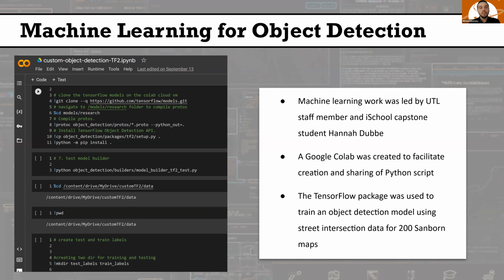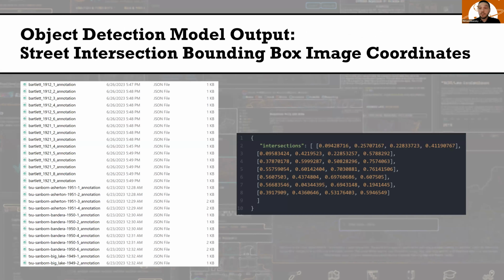So we had 200 Sanborn maps that we had annotated with, I think, an average of about 6 intersections per map. So we had several thousand intersection points to train the model on. And we found that we were able to train it successfully. So it was able to then automatically detect the intersections in Sanborn maps that we had never processed ourselves, which was really amazing to see.